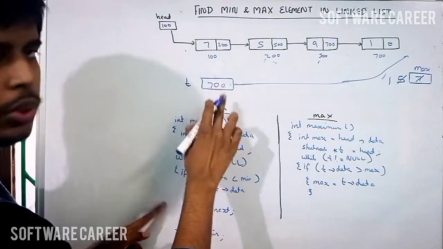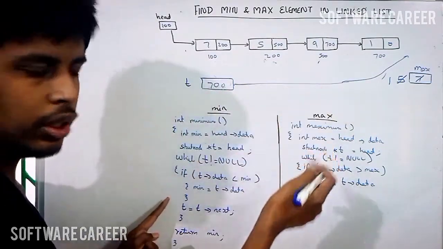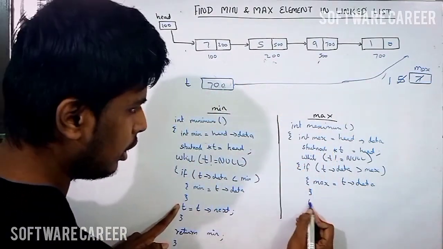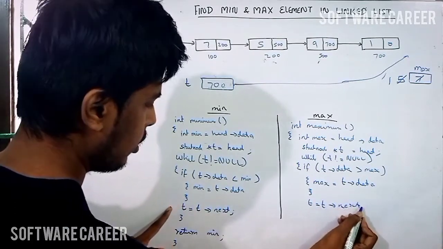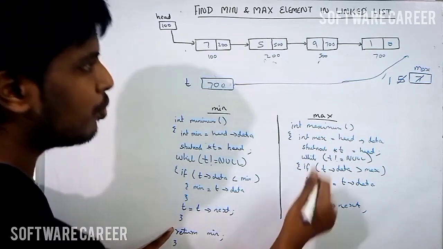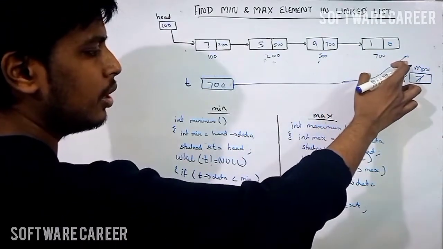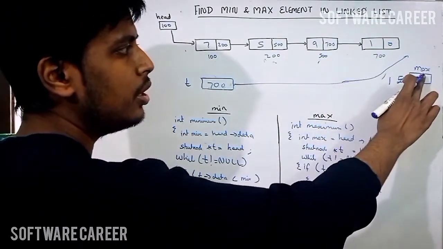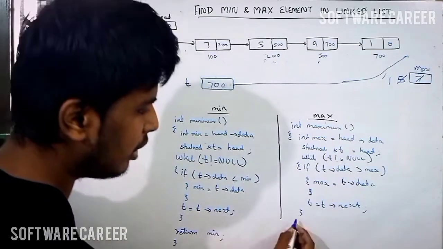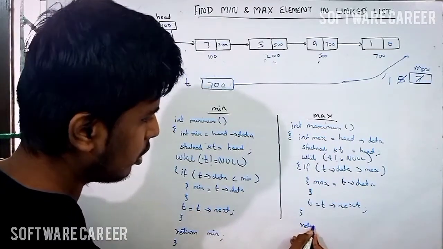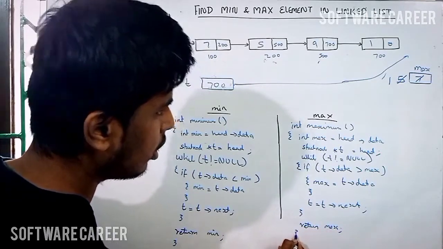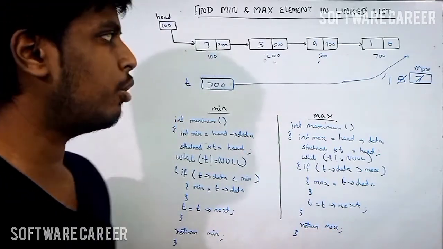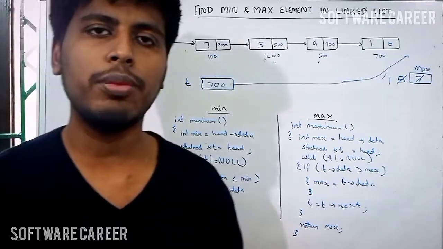Then what you should do, you should move the t pointer to the next node. So same step, t equals t next. Now finally when you reach the last node, then you should return the maximum value. So I am writing return max. So this is how you should write the code for finding the maximum element from the given linked list.